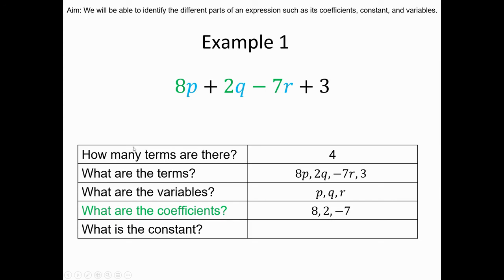Finally, we're asked, what is the constant? The constant, remember, is the one that's constantly alone, has no variables next to it. It's the number 3. And that's it for trying to figure out what the different parts of an expression are. So don't overthink it.